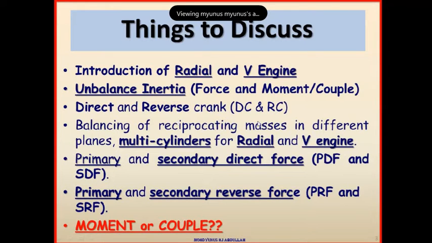Then this one is balancing of distributed mass. Of course, we are talking about multi-plane, multi-cylinder radial and V engines. And here we are still doing the same thing, primary and secondary inertia, because you are using the same equation, but yet you have the direct force. So you have primary direct force, secondary direct force. You have primary reverse force, secondary reverse force, isn't it? So you have four now. From primary, you have direct and reverse. Secondary, you also have direct and reverse. So you have four polygons now, four different equations.